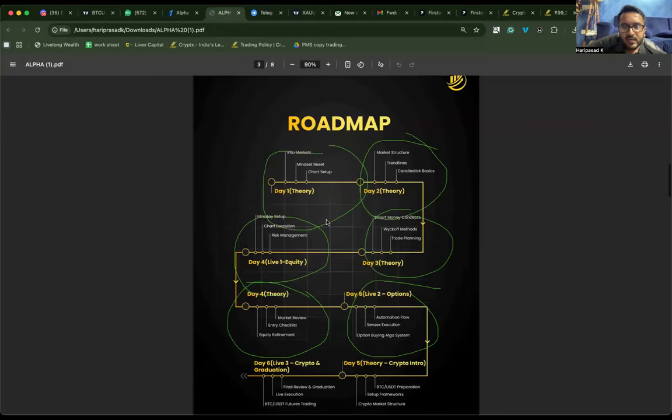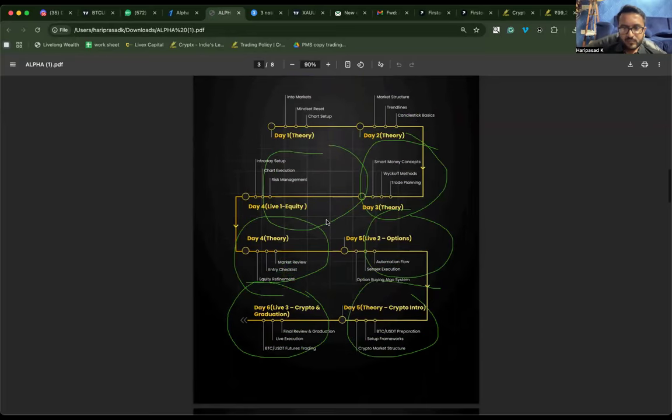After that, you're going to be taught a crypto trading strategy along with automation. That is also going to be there. And alongside that, on the last day we are going to have a graduation ceremony, followed by a live session on crypto.